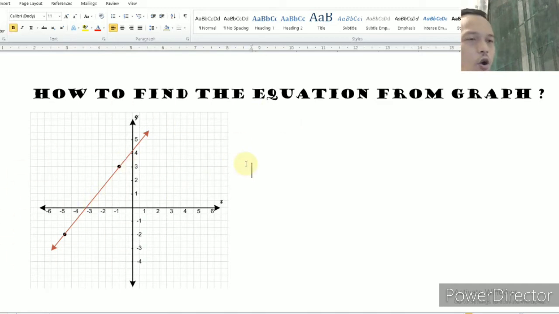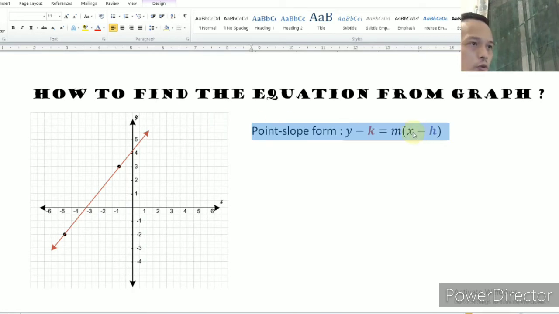So again, always find two ordered pairs that are clearly visible to you. For this example, there are two distinctive ordered pairs that I can find. Okay, and then you are safe. You can go on to find the equation in point-slope form. Don't forget, this is the form. You have to memorize it.